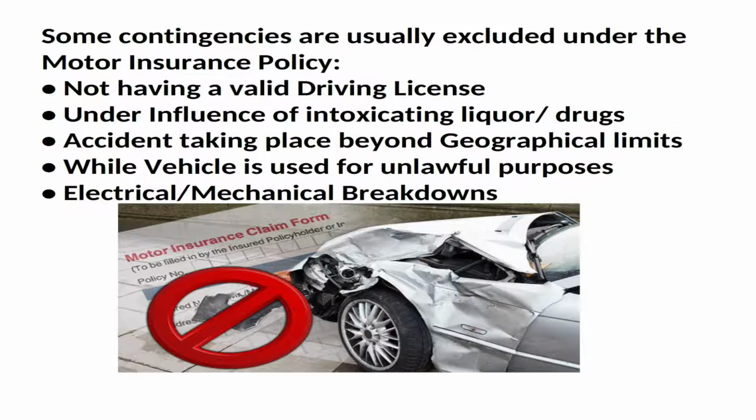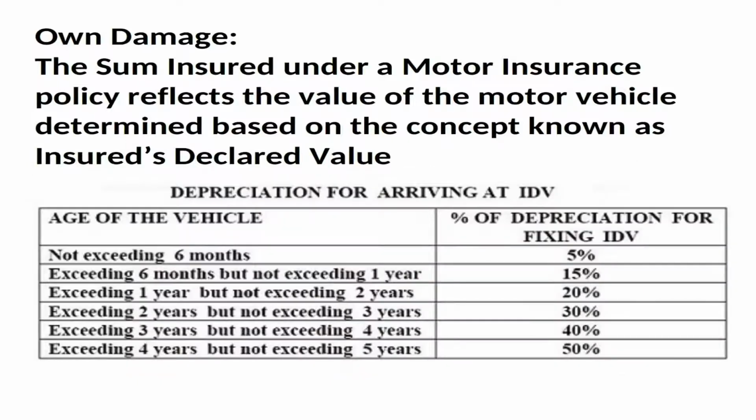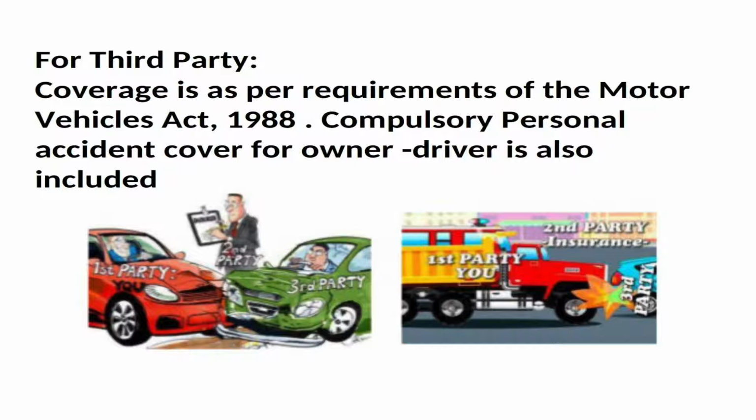Electrical or mechanical breakdowns. Students, do you know what is the basis of sum insured? For own damage, the sum insured under a motor insurance policy reflects the value of the motor vehicle determined based on the concept known as insured's declared value. Insured's declared value is the value arrived at based on the manufacturer's present value and depreciation based on the age of the vehicle.